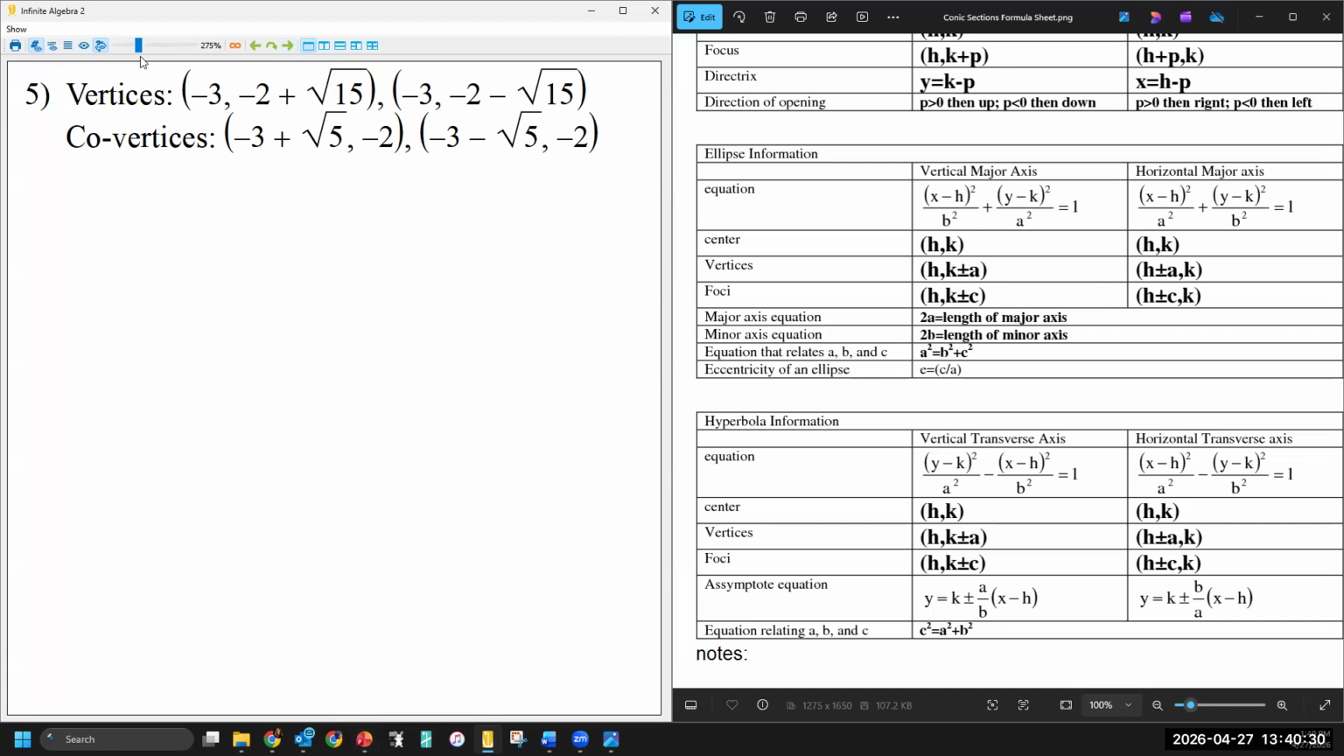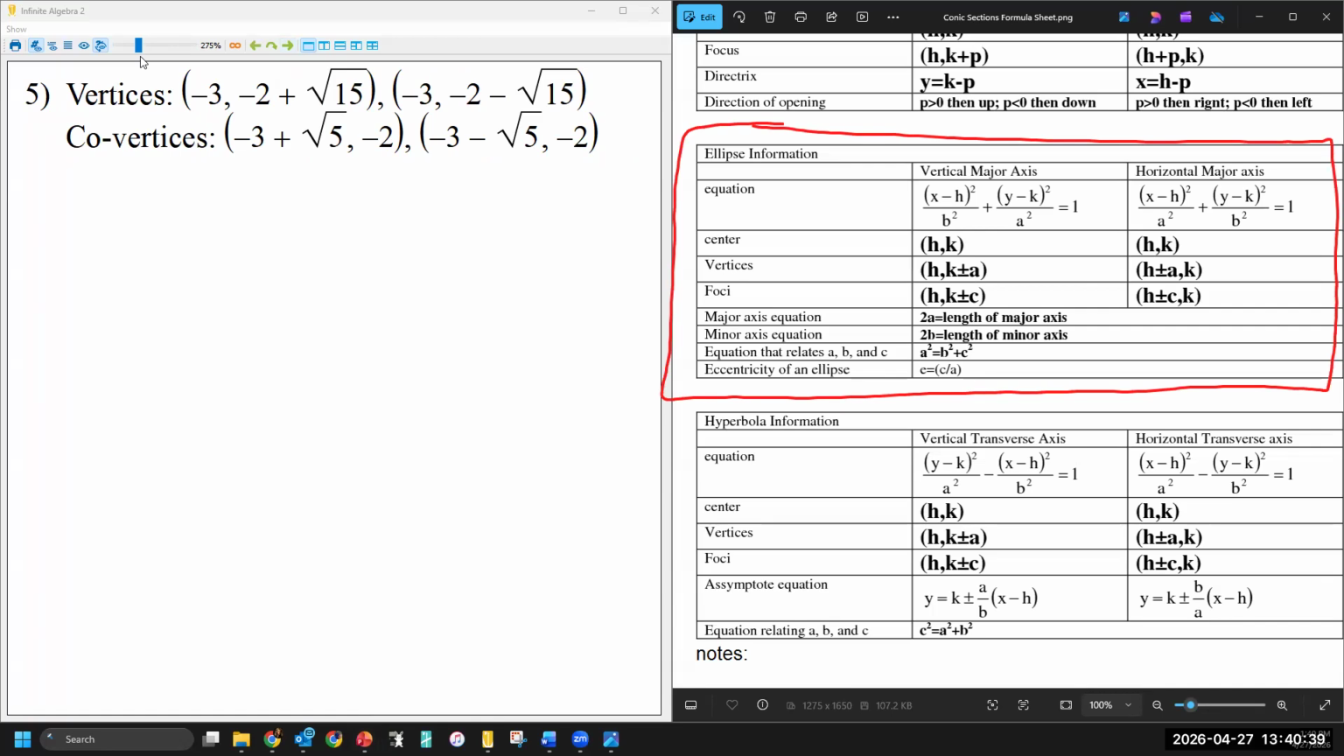First step I need to do is figure out where I am on my formula sheet. Well, I know I'm on the ellipse list, so I'm somewhere in this box. But we need to be more specific than that. I need to figure out, am I in the vertical box or am I in the horizontal box? Which one am I dealing with? Well, let's see what they give us. So they give us vertices right here.